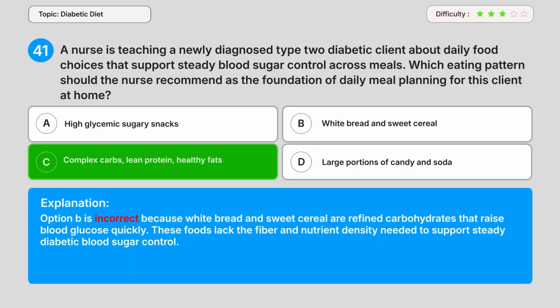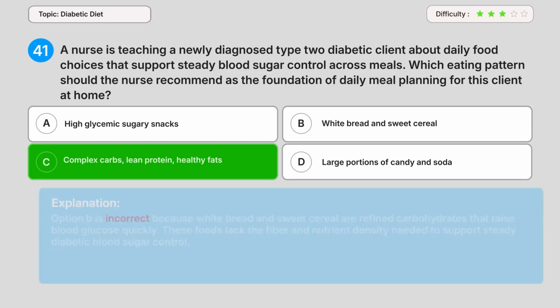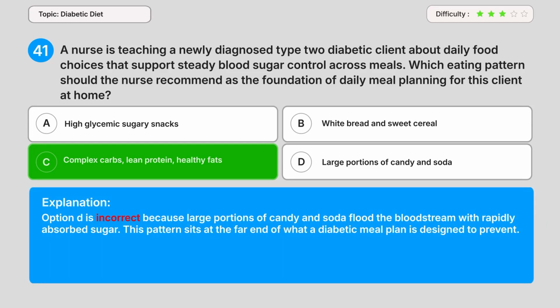Option B is incorrect because white bread and sweet cereal are refined carbohydrates that raise blood glucose quickly. These foods lack the fibre and nutrient density needed to support steady diabetic blood sugar control. Option D is incorrect because large portions of candy and soda flood the bloodstream with rapidly absorbed sugar. This pattern sits at the far end of what a diabetic meal plan is designed to prevent.